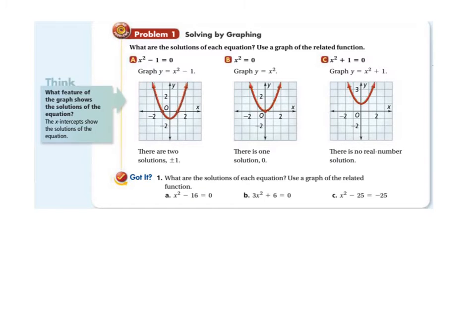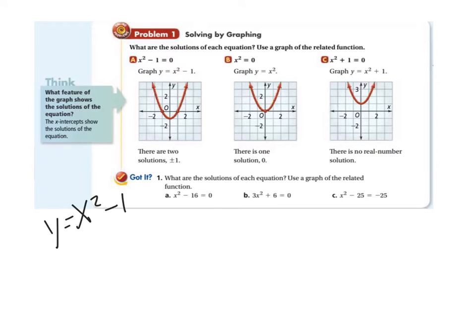Now, as far as you're concerned right now, graphing these, we're just going to do a little plug and chug. I'm sorry, you're looking for where it equals 0. That's what I'm trying to spit out. You're going to graph x squared minus 1, so y equals that, and you plug in some numbers.